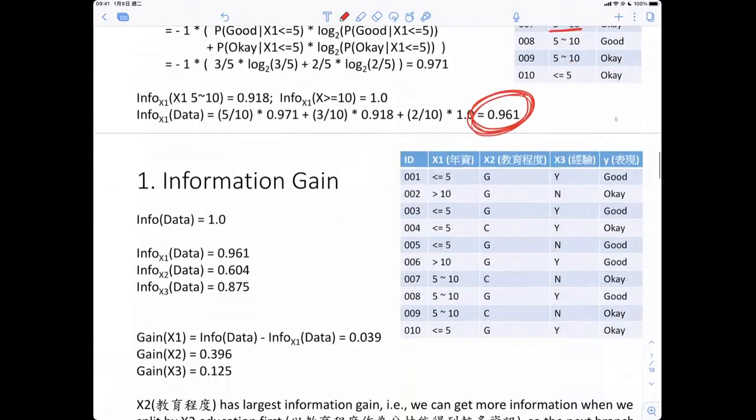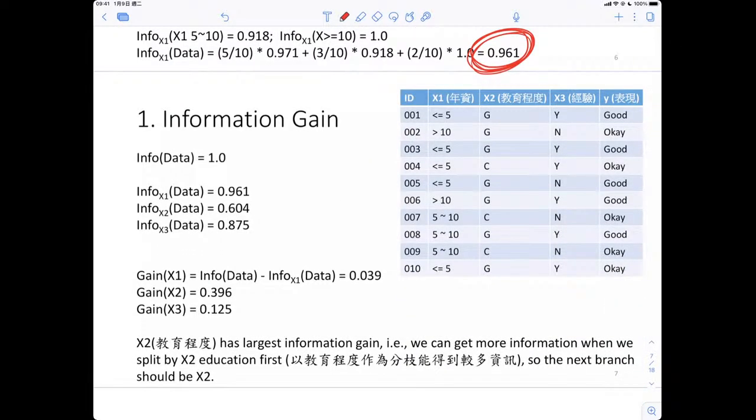Okay? So after that, we calculate the entropy of X1, X2, and X3 by using the formula above, so that we can calculate the information gain, right? The entropy of the entire Y is 1.0, right? And the entropy is 0.961 for X1, 64 for X2, 87.875 for X3. So the gain means you subtract these values from 1.0, right here.